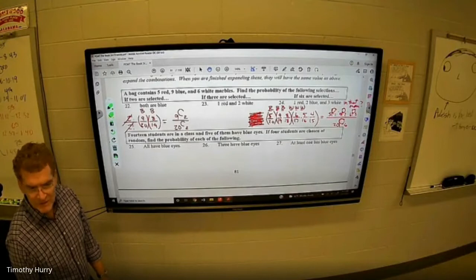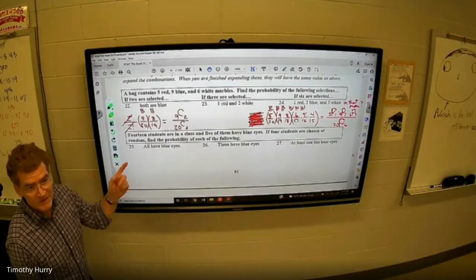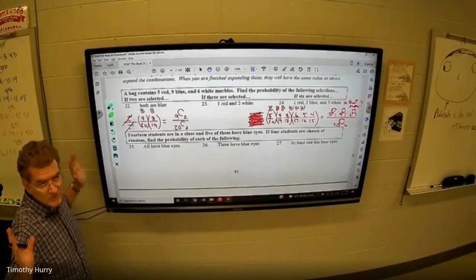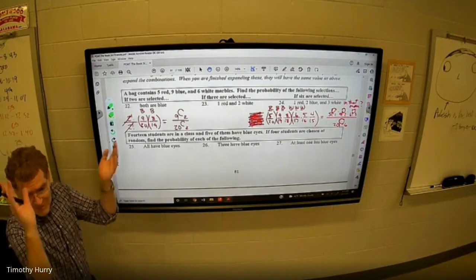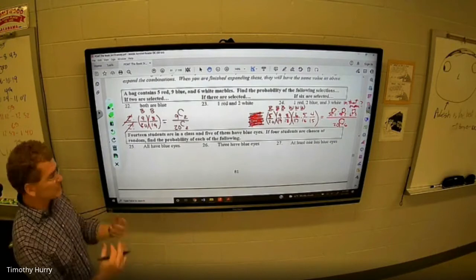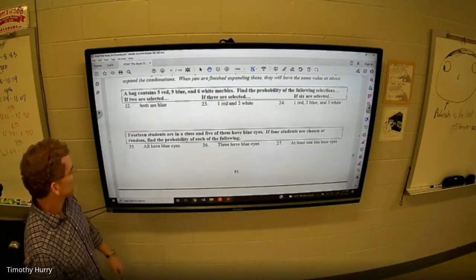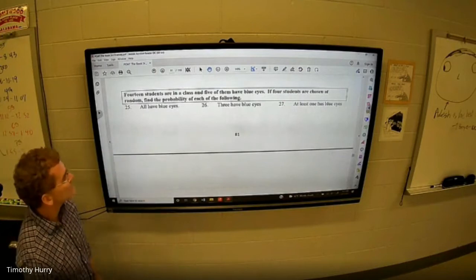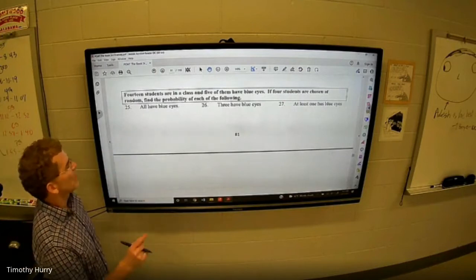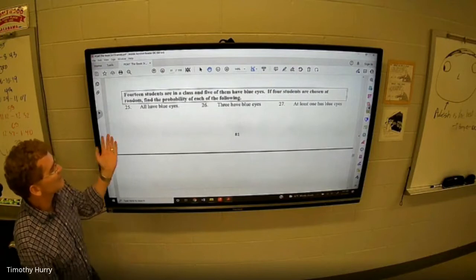You seeing this? I'm telling you, you get this and you are easily on your way to a B. And then if you learn the other random stuff with junk and whatever, then you're on your way to an A. How about this? 14 students are in a class. 5 of them have blue eyes. If 4 students are chosen at random, find the probability that this occurs.